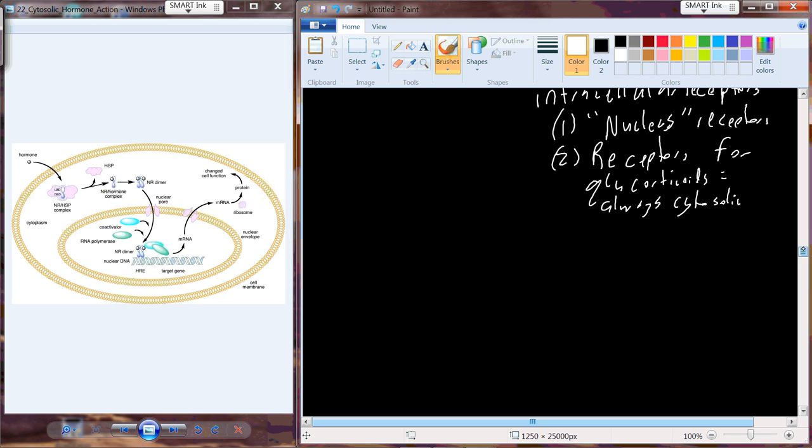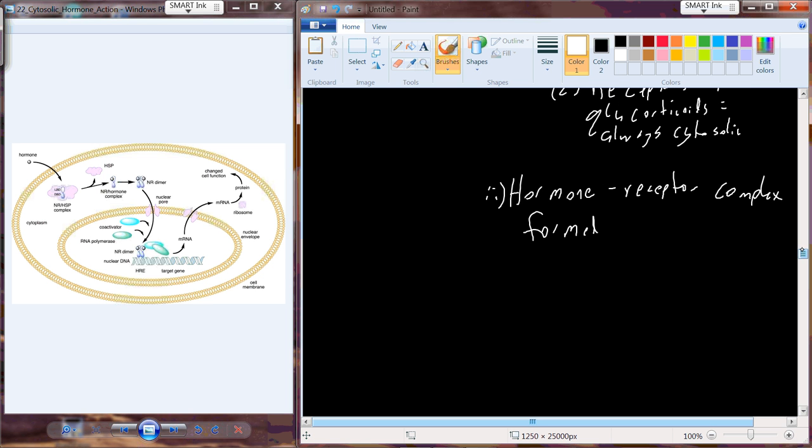When the hormone binds one of these receptors, just like we've seen with our other signaling systems, we form a hormone receptor complex. Now, this is a protein being bound by something else. And so when that hormone is bound by something else, it changes its shape, which changes its function. If the receptor is like the glucocorticoids, which are always found cytosolic, they actually then are triggered to translocate into the nucleus.